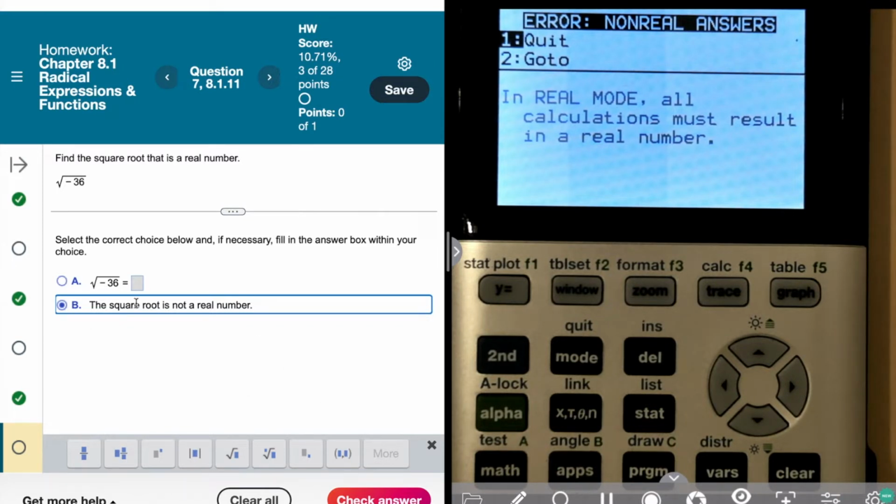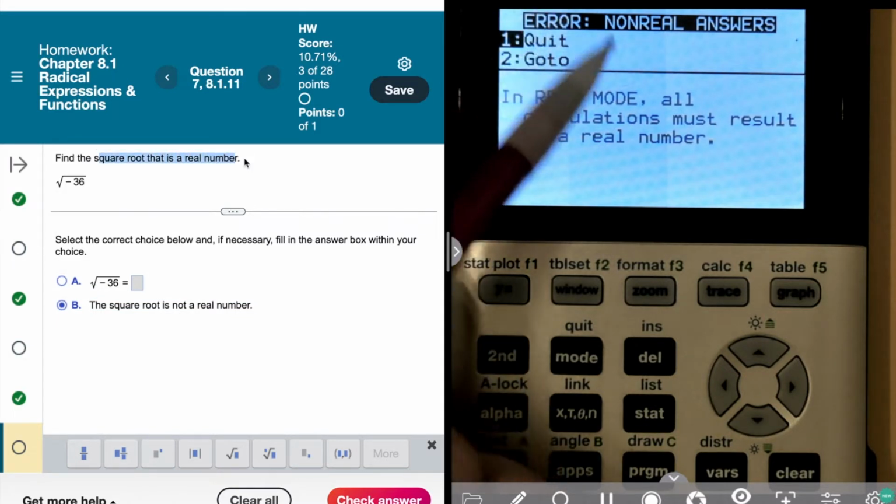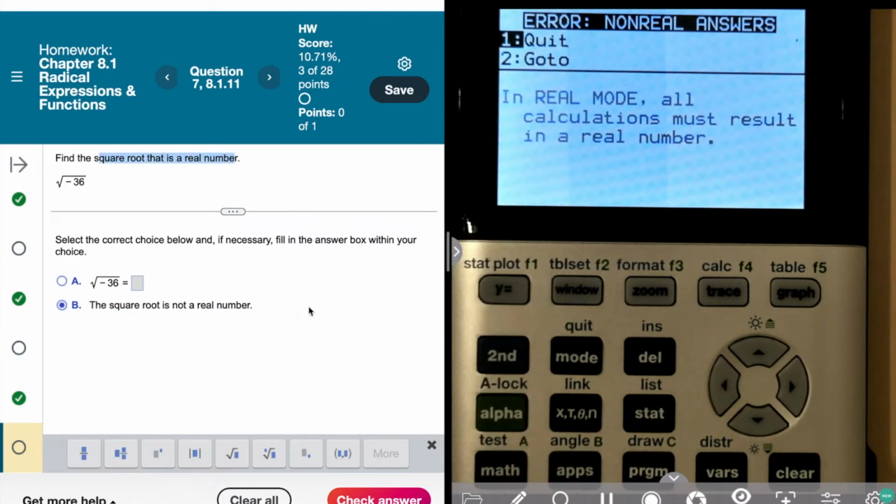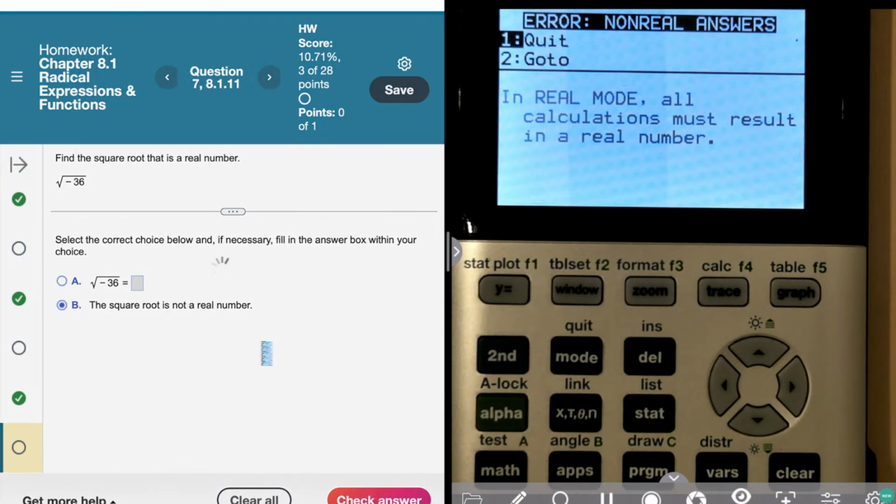That's an important thing to say because this is not saying that there is no solution. Maybe you know that there's some way we can turn this into some sort of answer, but the question is to find the square root that is a real number, and the calculator says that we get a non-real answer. So in other words, there is an answer. You can square root a negative, but it's not going to be real. And we'll investigate that later in chapter 8.